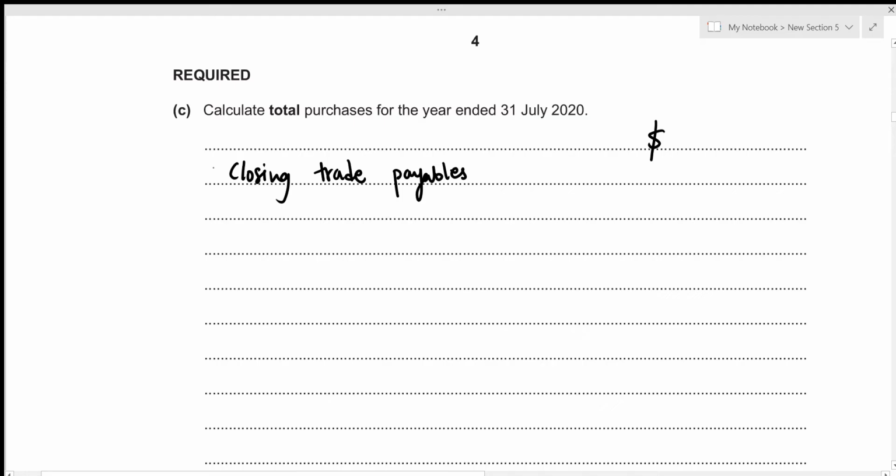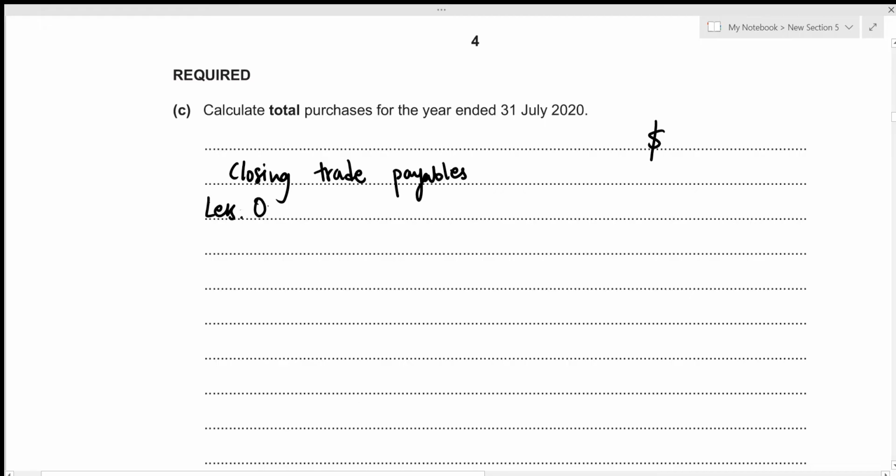Why are we adding the closing trade payables? Because if we purchase goods from a supplier on credit, and we haven't paid it yet, so the amount is yet to be paid, then that amount will be included in the closing trade payables, which means that it is part of the total purchases for the year, right? That's why we're adding this amount. Then we will subtract the opening trade payables.